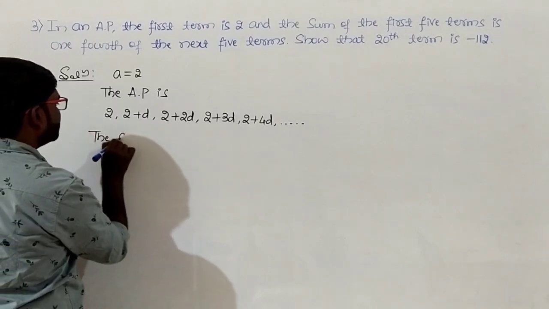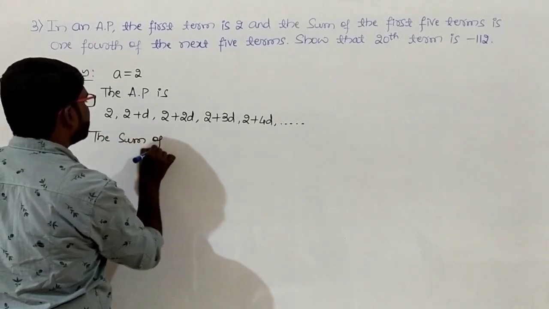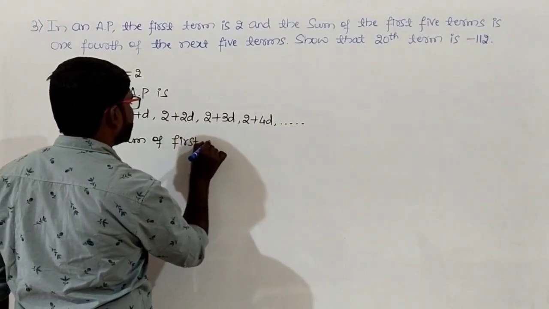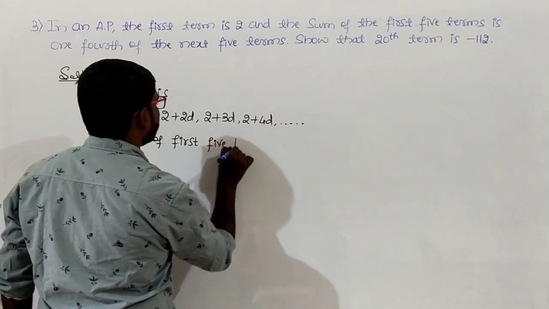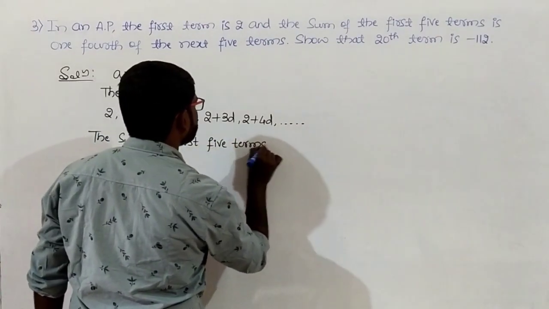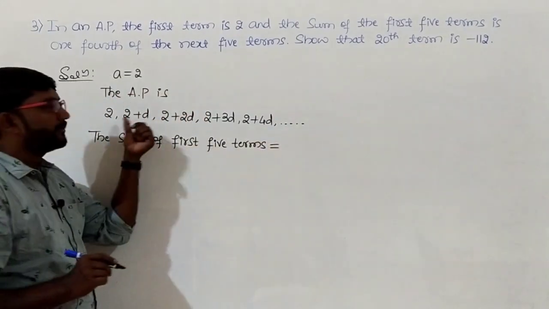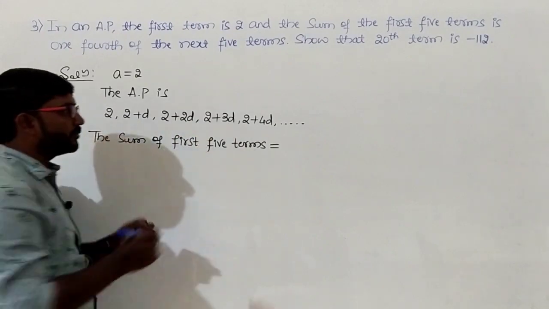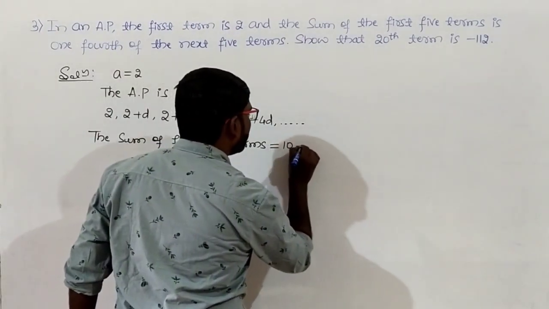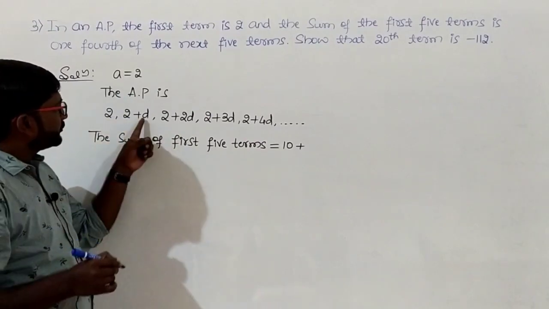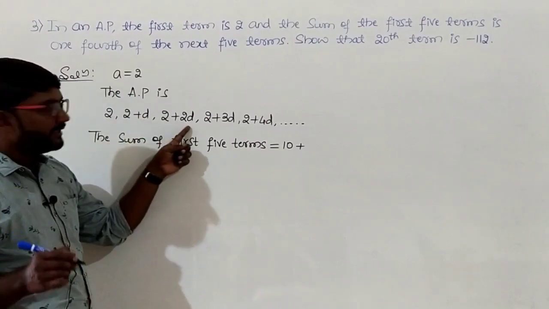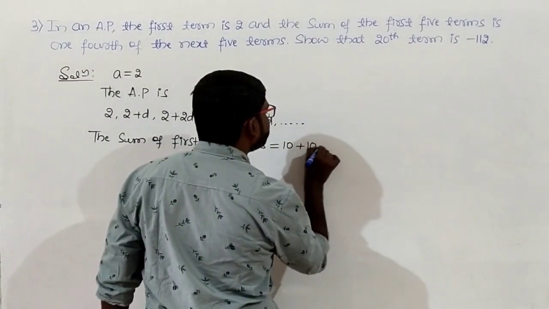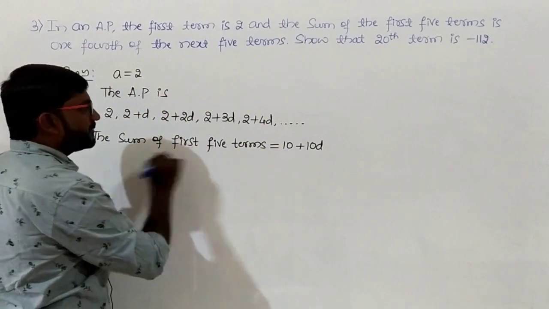So now here the sum of the first 5 terms, take the sum here. That means we have to add all of these. 2 plus 2 plus 2 plus 2 plus 2 overall is 10. Now add only the d terms. So here it is d plus 2d, 3d plus 3d, it is 6d plus 4d, it is 10d. Now this is the sum of the first 5 terms.